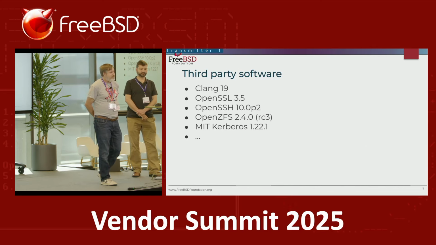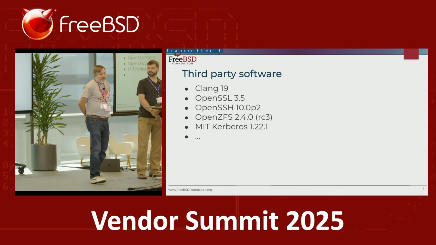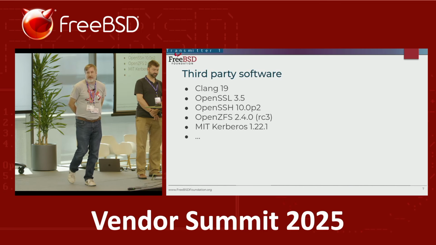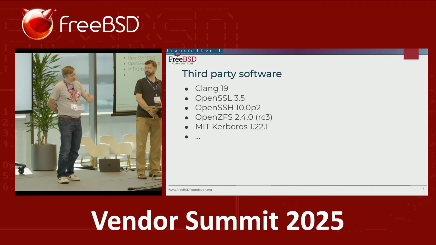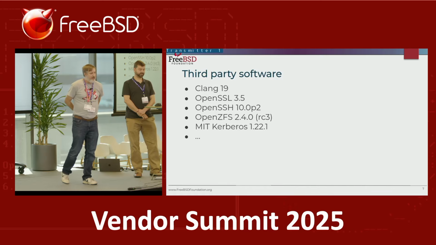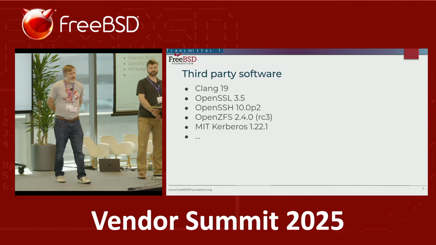Along with things we've done inside the tree, we've also been actively updating various things that we import from the outside world, so trying to stay up to date with our third-party vendor code. This includes a wide variety of things, but I'm going to highlight a couple here. 15.0 is going to ship with Clang 19, so a fairly recent version of Clang.